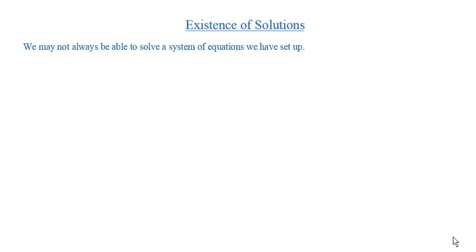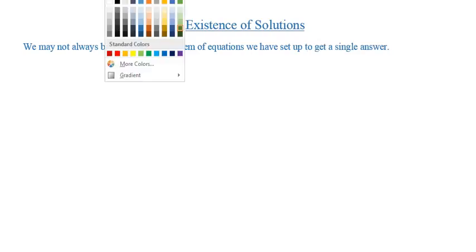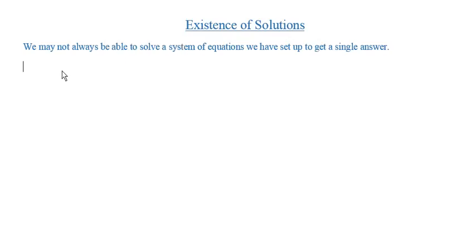So our goal is to just get one answer. We may not always be able to solve a system of equations we have set up to get a single answer, and that's, again, what we do want. So here's a little tutorial on how we can check and what we're really looking for, in some terminology.